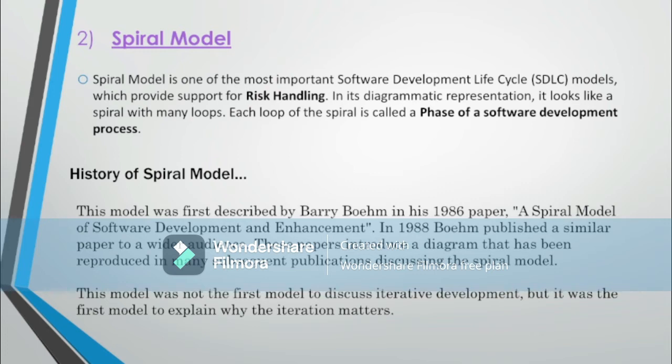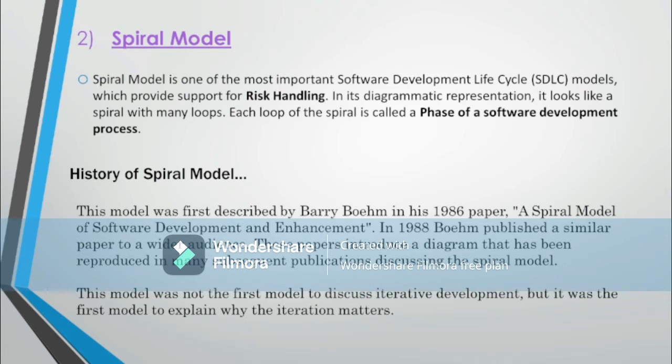The spiral model is one of the most important software development life cycle models, which provides support for risk handling. In its diagrammatic representation, it looks like a spiral with many loops. Each loop of the spiral is called a phase of the software development process. The spiral model looks like a coil. It also looks like this, as I show you.